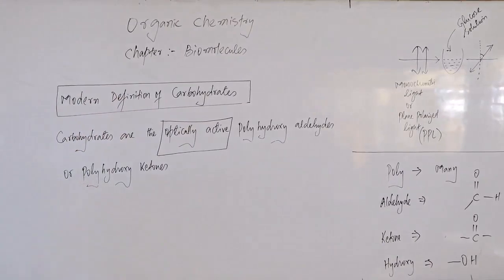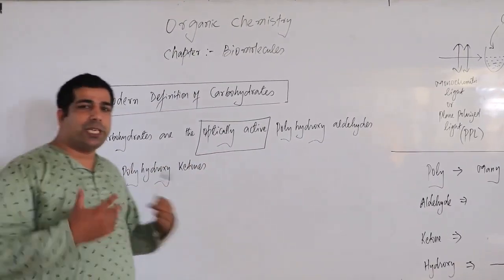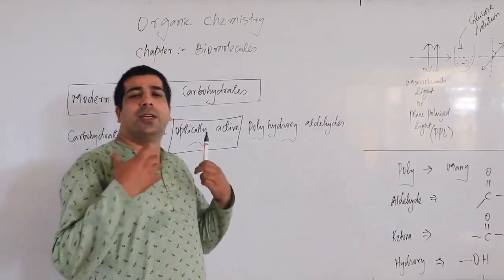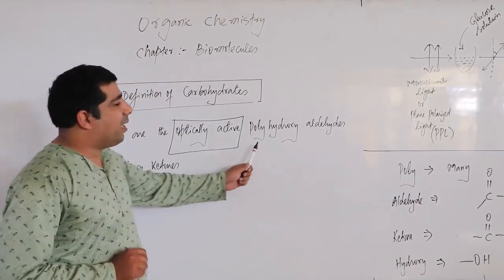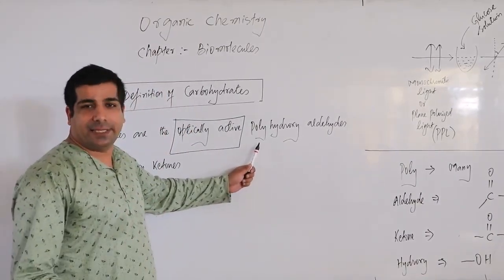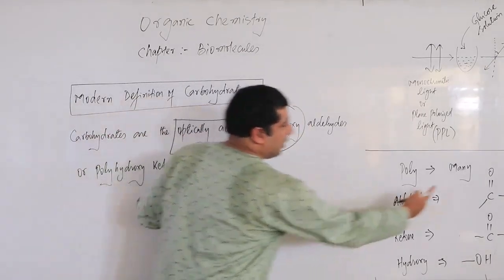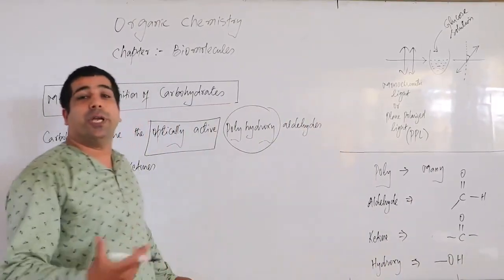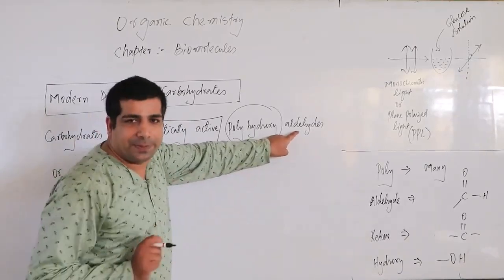So let's come to the definition. Carbohydrates are optically active, means they can rotate the monochromatic light in clockwise or anti-clockwise direction. Okay, and they are polyhydroxy aldehydes. Polyhydroxy means they have many. Poly means actually many. Hydroxy means OH groups. They should have many OH groups along with aldehyde. Means aldehyde should be also there.